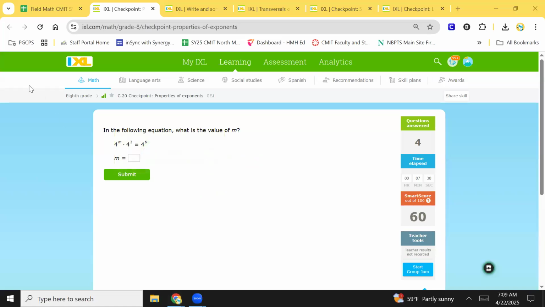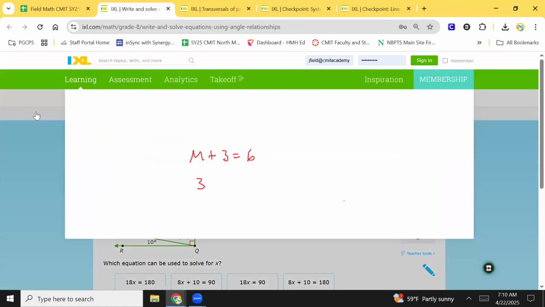All right. Oh my, look, my smart score is 60. Okay, let me do one more. M times 3 equals 6. So now this time we're adding. So that's got to be 3. Now there's only one answer, unfortunately. Okay, that's good. So you have some fun with that one, all right?